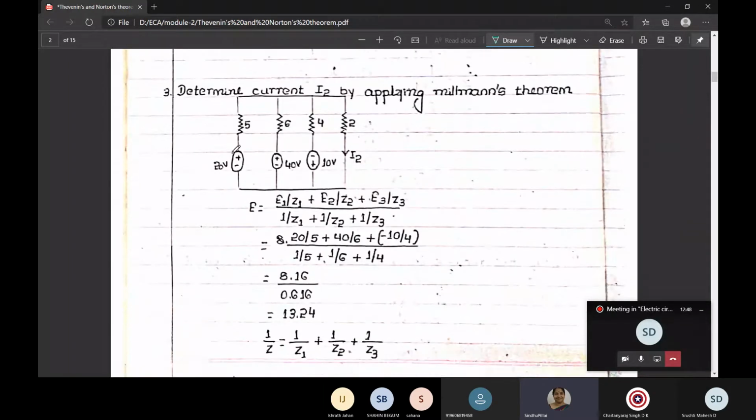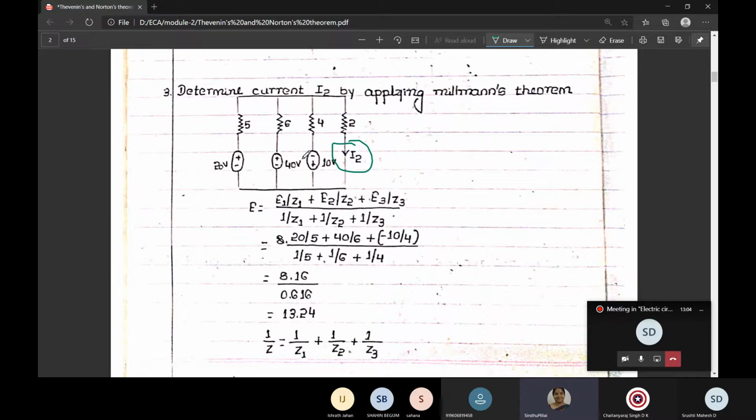See the next problem. Determine the current I2 by applying Millman's theorem. So this is the current I2. Here there are three voltage sources. One is plus minus, plus minus. The other voltage source is minus plus. That you should be careful about.